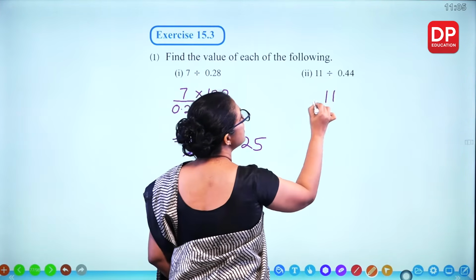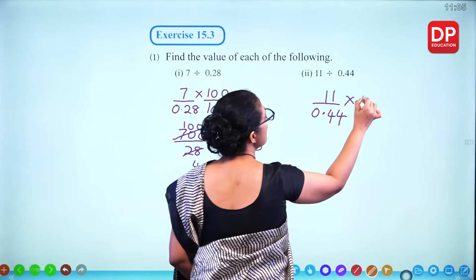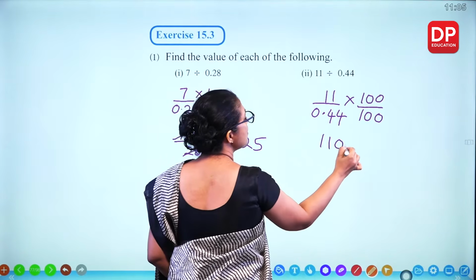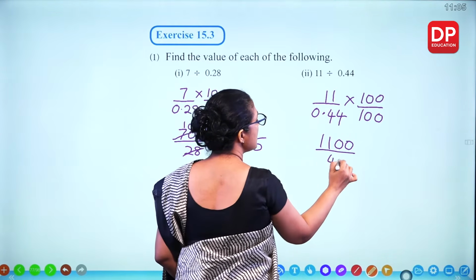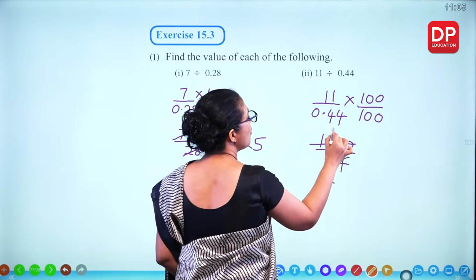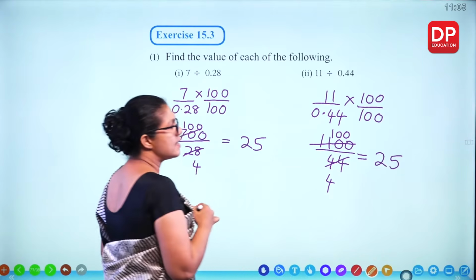11 divided by 0.44. That means multiply by 100. 1100 divided by 44. Divide by 11. I get 4 and 100. 100 divided by 4 is 25.